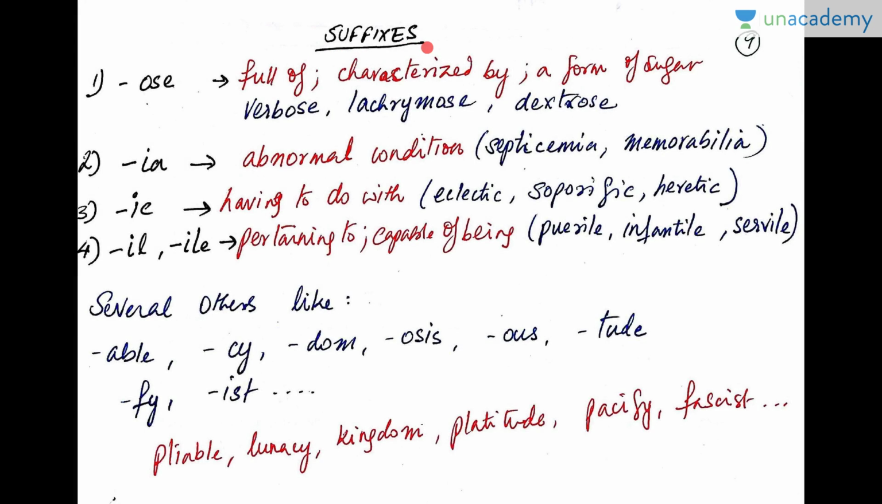Then there are these suffixes. So suffixes are fairly easy to learn, and so I'm not going to go very much into detail. There is os, verbose, lachrymose. So they are all a form of, full of, or characterized by. So verbose is full of words, so he talks too much. Lachrymose is full of tears, he cries too much. Dextrose is full of sugar, it's a form of sugar. So similarly, there is ion, ic, ile. I would suggest, if you're curious, you can just pause here and read this slide. Otherwise, these words are not very difficult.